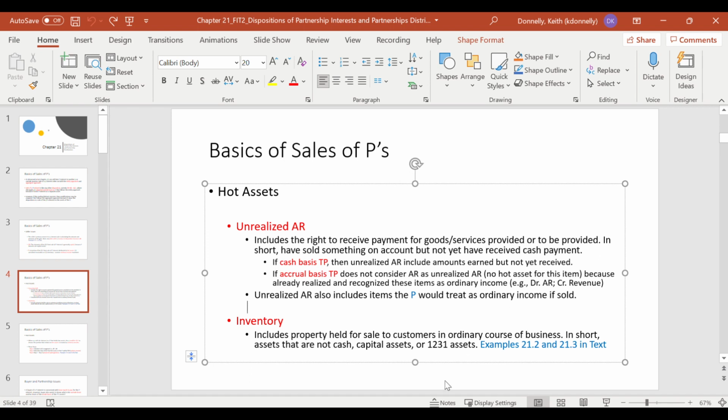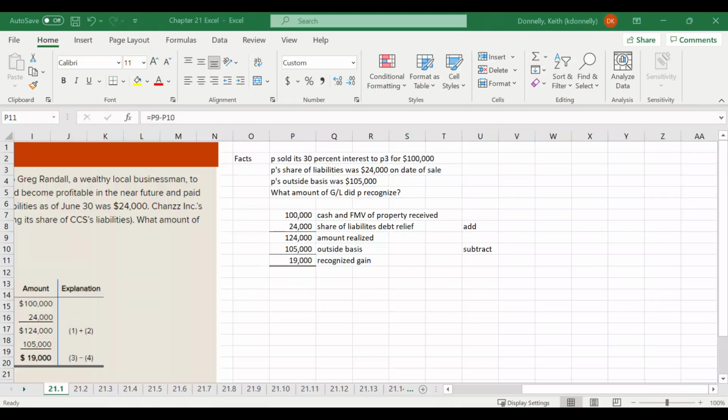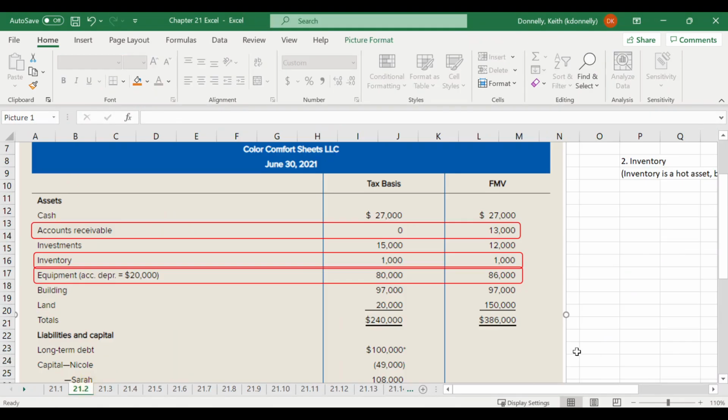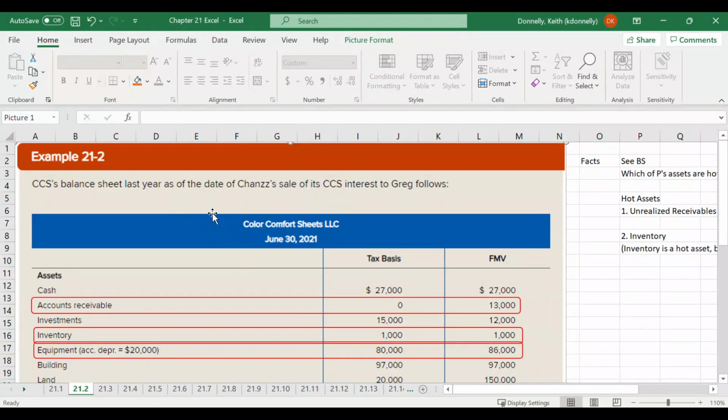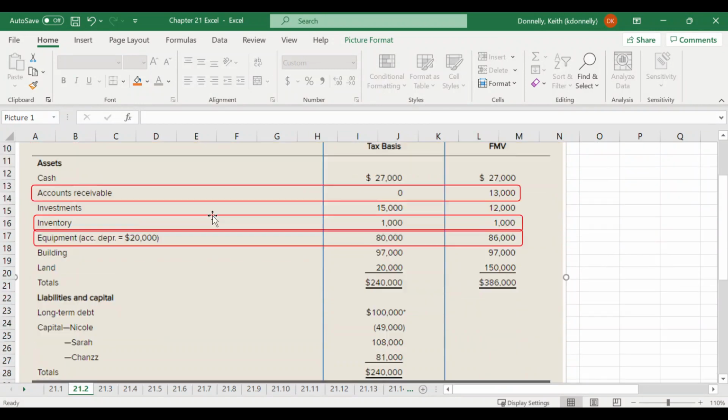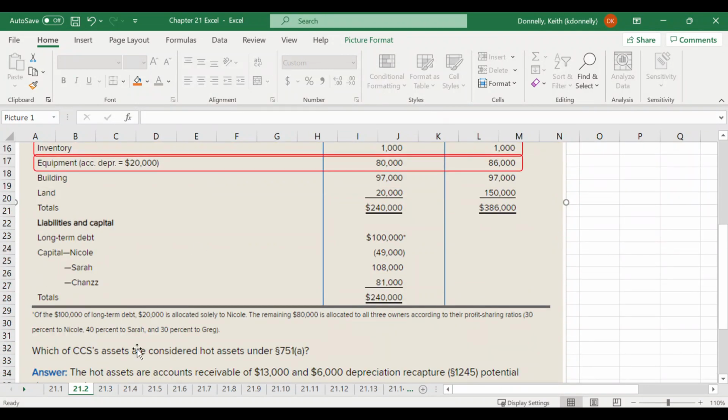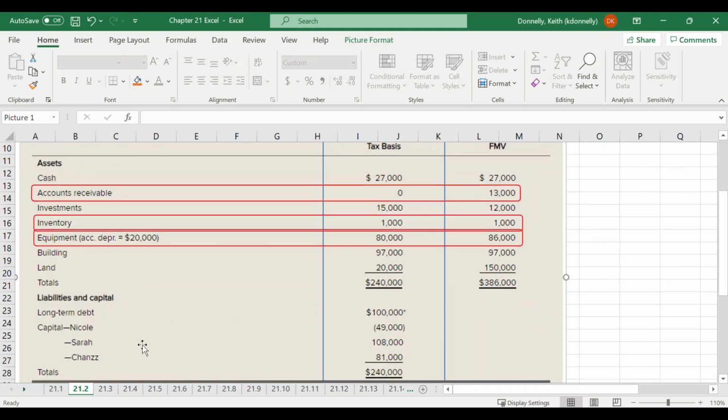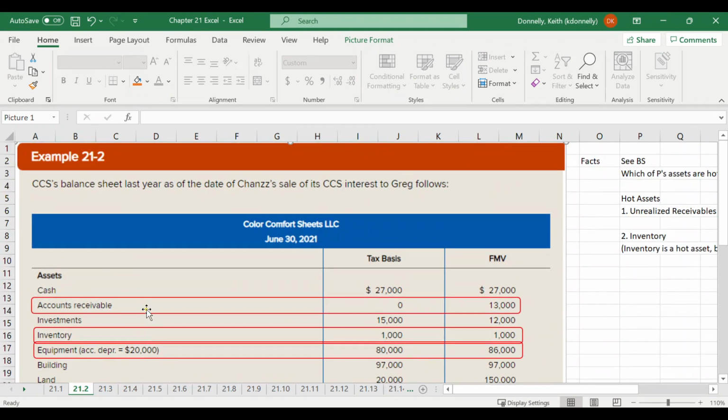So let's look at 21.2 and 21.3 here. This question just says, here's a balance sheet of a partnership. They want to know which of the assets are considered hot assets. Well, in this case, it's going to be the account receivable. It's going to be the inventory. And in this case, it will also be the equipment.